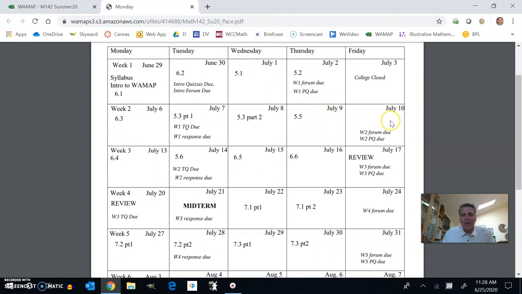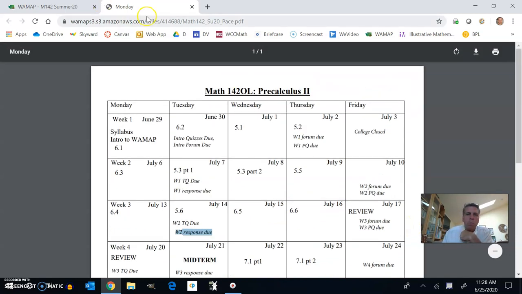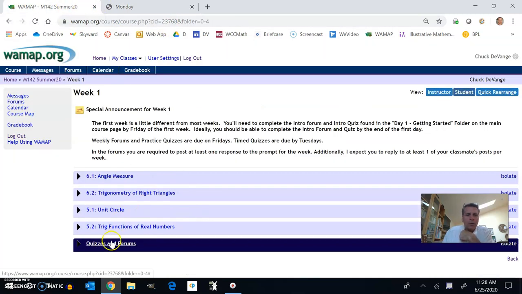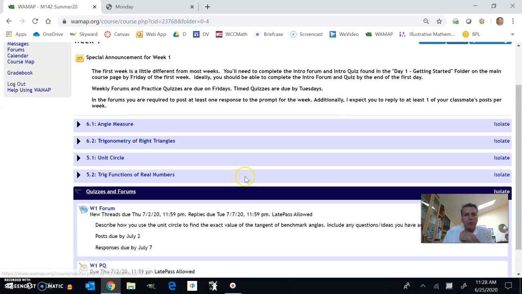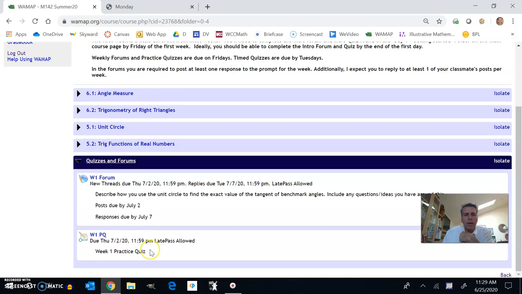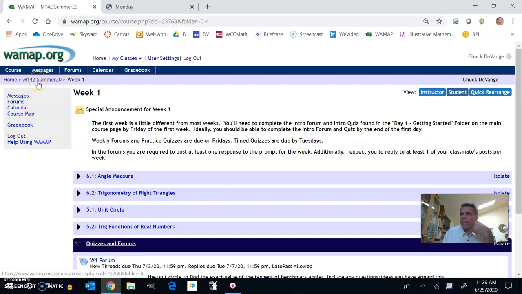Okay, and again, you can see on here, typically forum posts are due on Friday, and then responses are due by Tuesdays. And again, I tried to make the schedule as regular as I possibly could. Just to point out again, if I look in the structure of a week, here's the lectures. If I look in quizzes and forums, here's the forum and the practice quiz. And then the time quiz for that would be the next week, but you will have access to it as well.